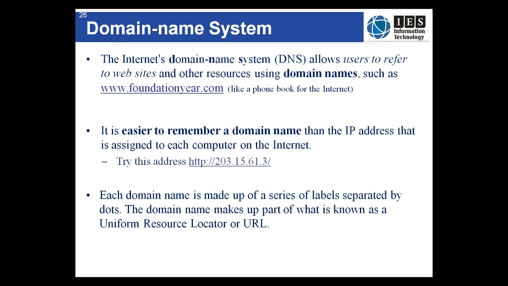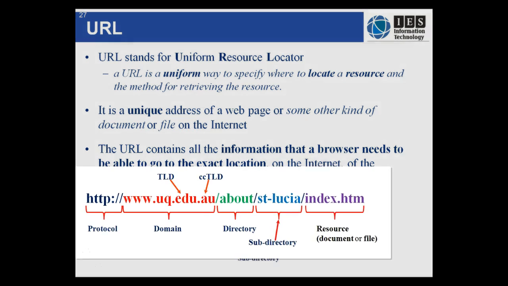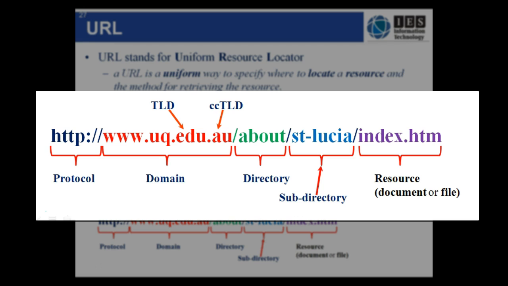Now, each domain name is made up of a series of labels separated by dots. The domain name makes up part of what is known as a Uniform Resource Locator, or URL. It's unique for each file or document on the internet. And there are three main parts of the URL: the protocol, the domain, and the file path. Generally, the protocol is HTTP, Hypertext Transfer Protocol, or HTTPS, Secure Hypertext Transfer Protocol. But it can be FTP or Mail-to or others.